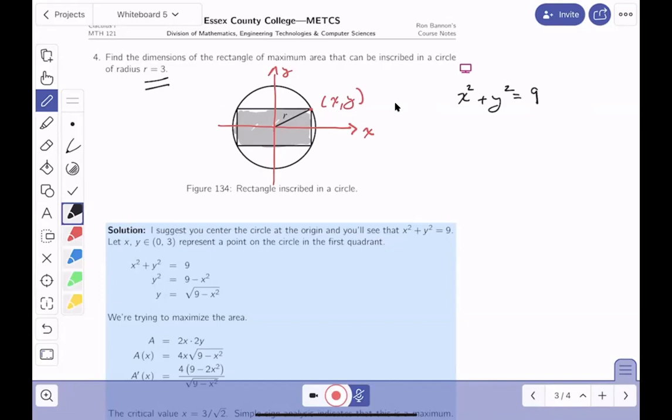Now, what else do I want to know? I want to know the area of that rectangle. And what's the area going to be? Well, you know what? I'm going to restrict the x, y to be in the first quadrant. So I want the x and the y to be in quadrant number 1. So in quadrant 1, that's where I want it to be. So the x has got to be greater than 0 and less than 3. And the y also has to be less than 3 and greater than 0.